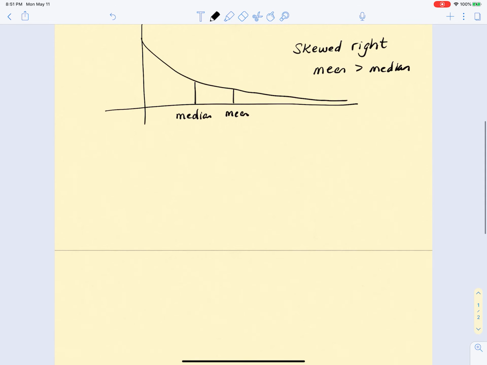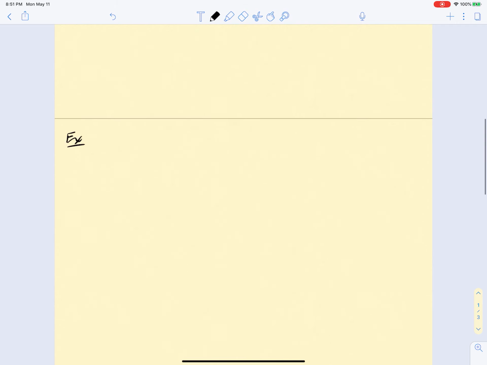So let's take a look at a specific example. So let's say that we have an event where we expect the event to happen 15 minutes apart. So that means that I'm going to have a mean rate of 15 minutes.